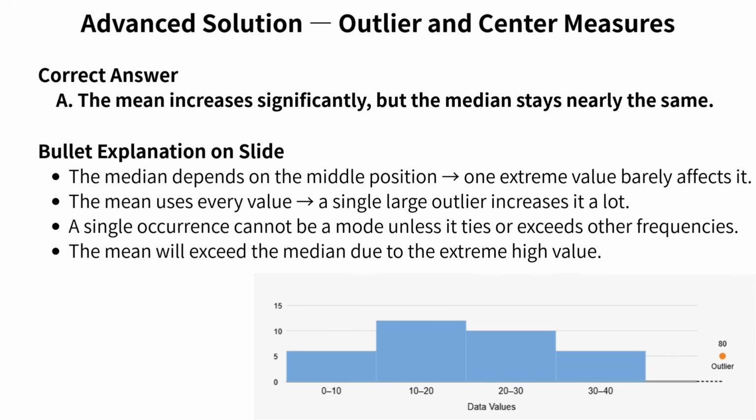Answer B is incorrect because the mean and median never move by the same amount when an outlier is added. Answer C is incorrect because a mode must be the most frequent value, and a single 80 cannot become the mode. Answer D is incorrect because an extreme high outlier pushes the mean above the median, not below it. So the correct conclusion is that the mean increases significantly while the median remains nearly unchanged.